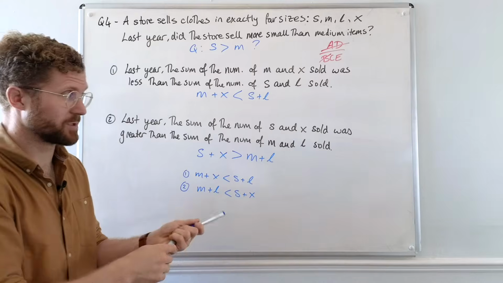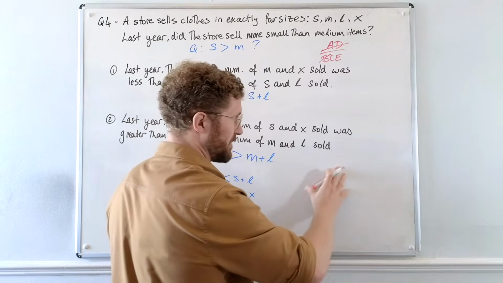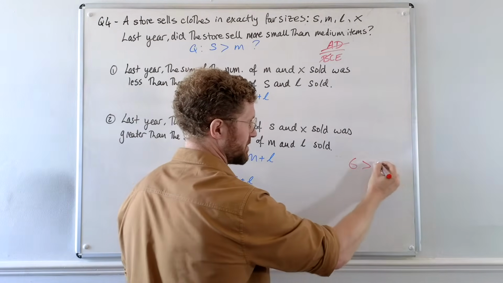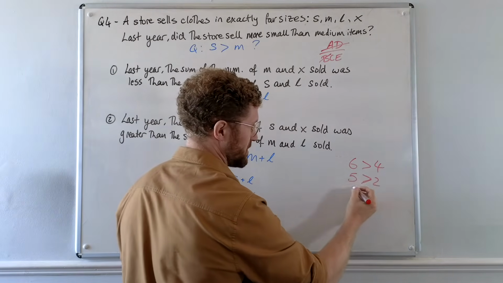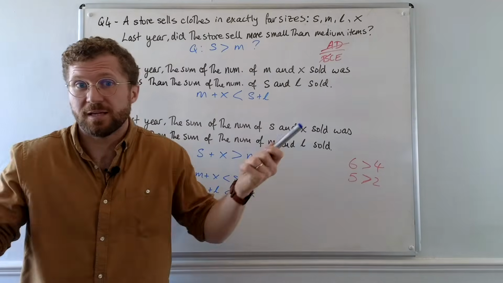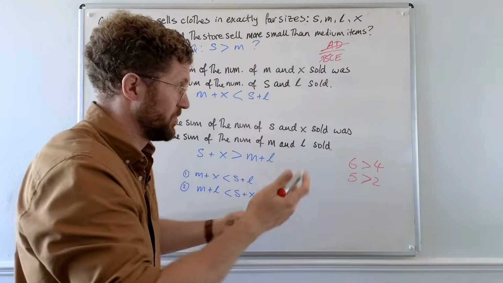Now, just so that you can see what's going on, we'll come over here. If I had 2 inequalities, if I said 6 is greater than 4 and 5 is greater than 2. Right, so both these inequalities, obviously, they're just numbers. Yeah, 6 is greater than 4, and yeah, 5 is greater than 2, no problem.